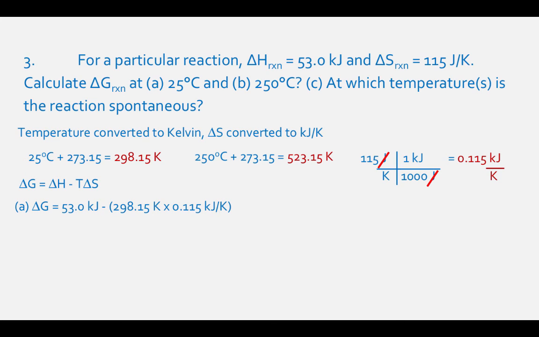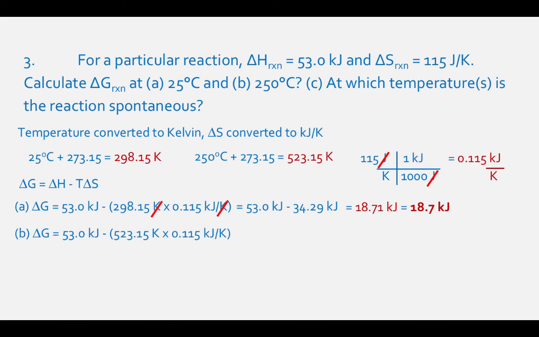Delta G will equal 53.0 kilojoules minus 298.15 Kelvin times 0.115 kilojoules per Kelvin. This equals 53 kilojoules minus 34.29 kilojoules. The final answer will be 18.71, or rounded to 3 sig figs, 18.7 kilojoules.